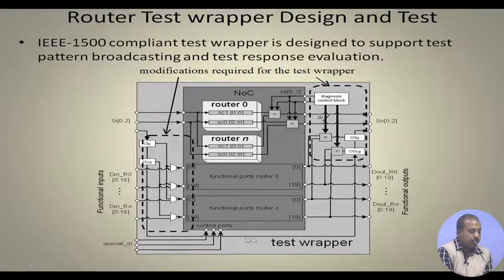Similarly, the functional output lines will also be available on this scan chain. So, the 3 scan chains are there. The SI lines give the test patterns, and the SO lines give the responses. We can have a diagnosis control block, which is optional. It tries to see if some router has failed.